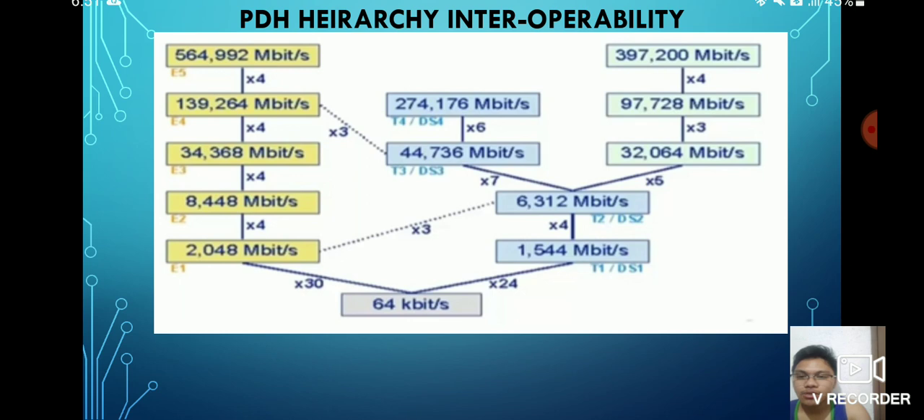Also, to convert the level 2 here in T carrier to get the desired output in J carrier, we must multiplex it by 6. And that's how the PDH hierarchy interoperability works.